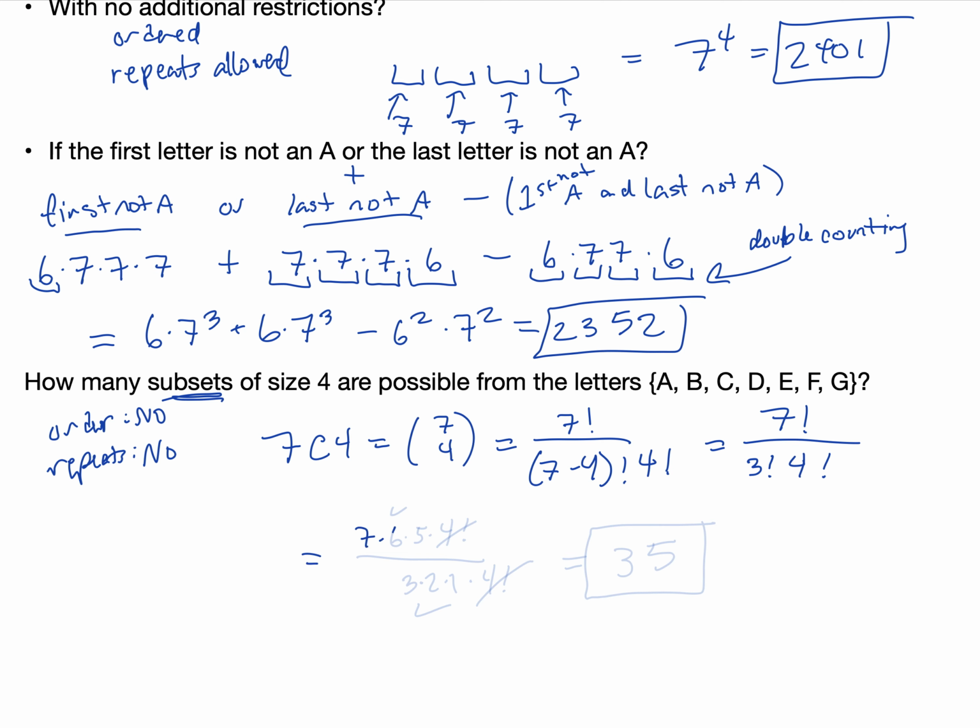That's 7 times 6 times 5 times 4 times 3 times 2 times 1, over 3 times 2 times 1 times 4 factorial. The 4 factorial cancels out with what we have above. So we have 7 times 6, and 6 is the same thing as 3 times 2 times 1, that's 3 factorial. And so we're left with 7 times 5. That's 35 subsets of size 4 that are possible from those 7 letters.